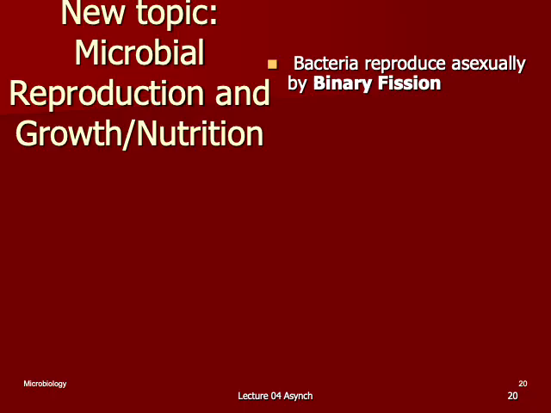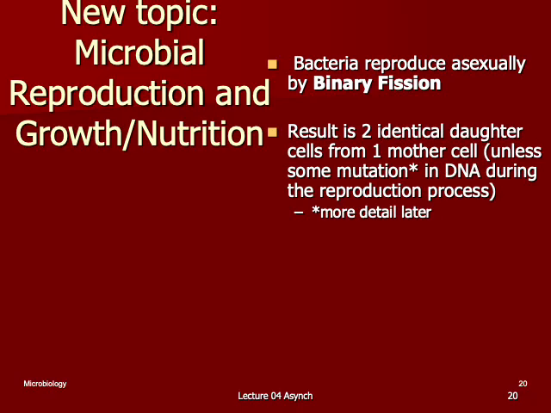So when you say binary fission in bacteria, you want to think the result is two identical daughter cells, and they are identical to each other in their DNA, and they're identical to the mother in terms of their DNA, unless there's some mutation in the DNA, and we'll worry about that later. But right now, assume the DNA is identical between the daughter cells. The steps in binary fission are on the next page.